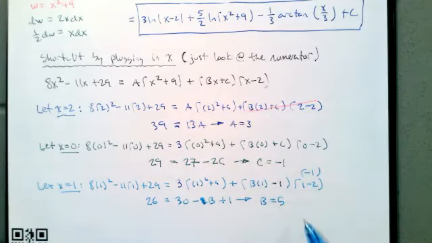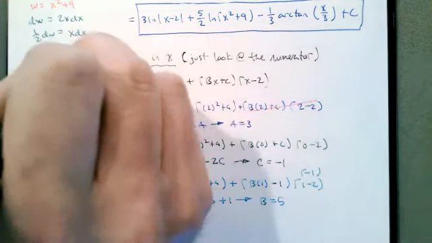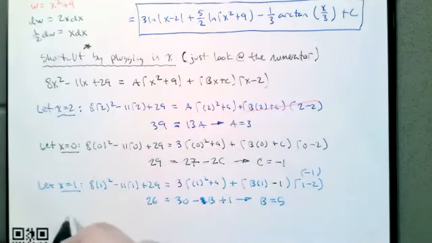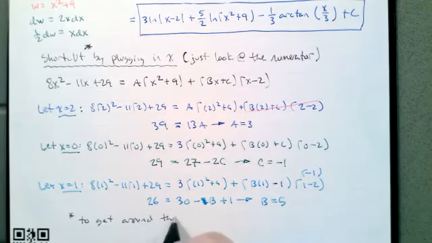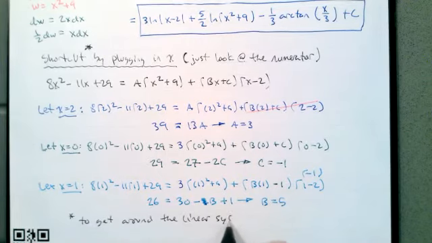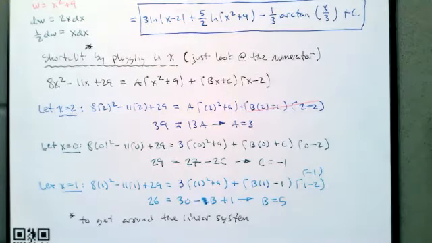So now we have a, b, and c, and we got that just by plugging in convenient values of x that take out the things that we're looking for. So that's the shortcut to the linear system. Specifically, it shortcuts the linear system. Make sure I don't smear anything. So that's the shortcut to getting around the linear system.